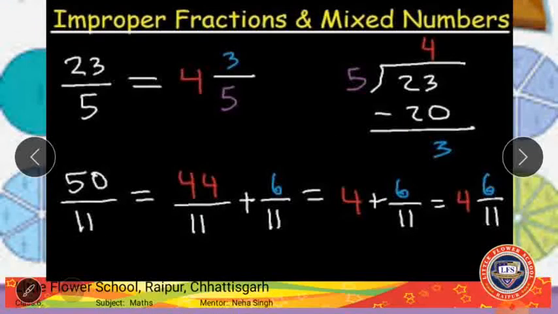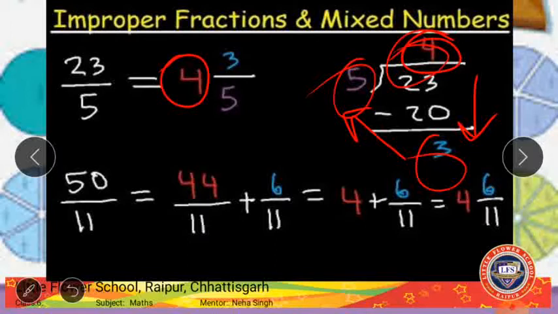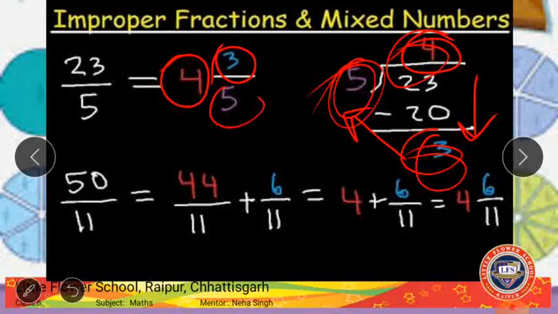So to write the answer, how will we write? We'll draw the arrow like this, right? Our answer will be 4 3 by 5. This quotient will represent the whole part of the mixed fraction. This 3 remainder and divisor will represent the fraction part of the mixed fraction, right?